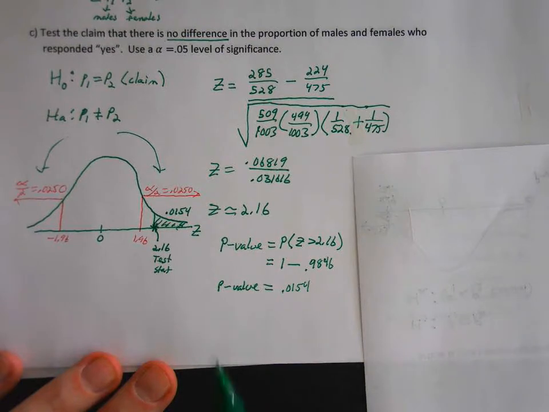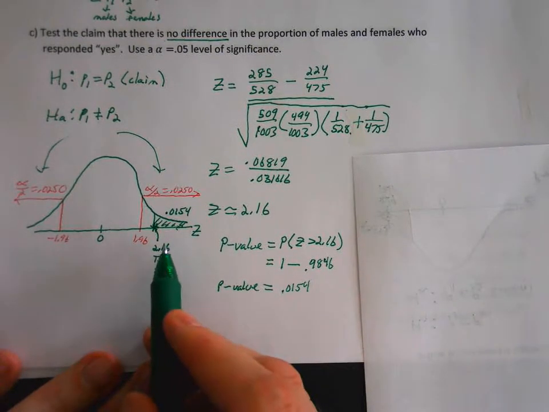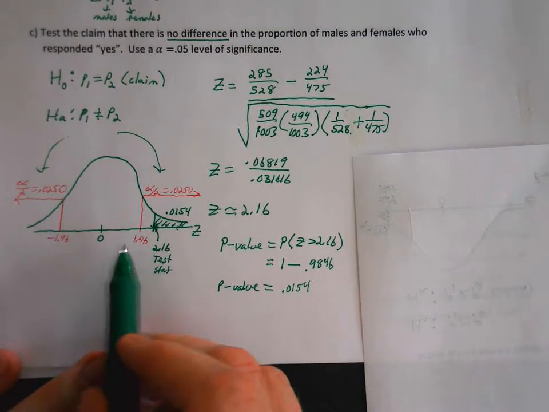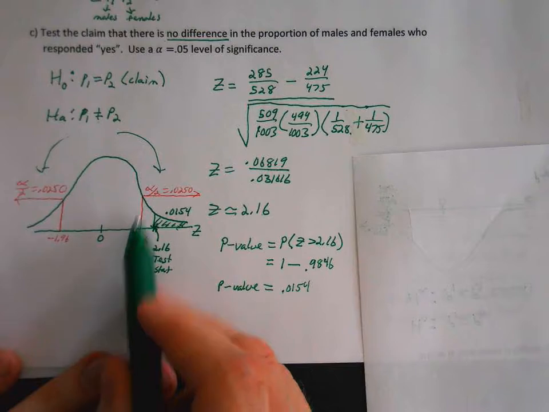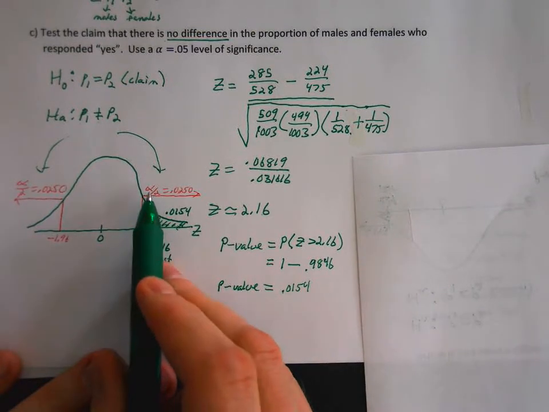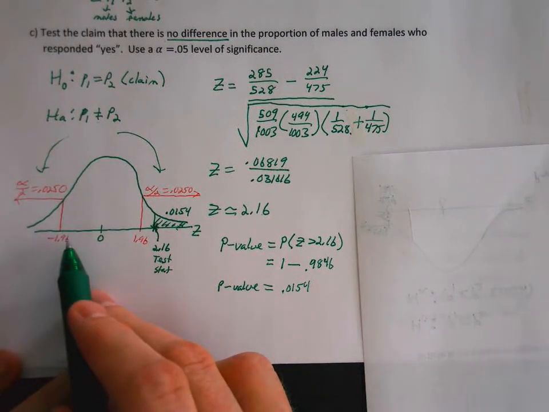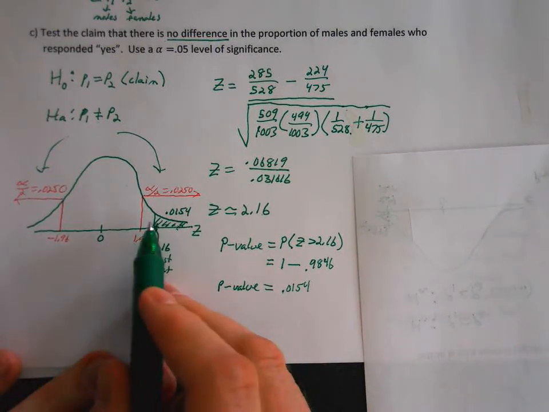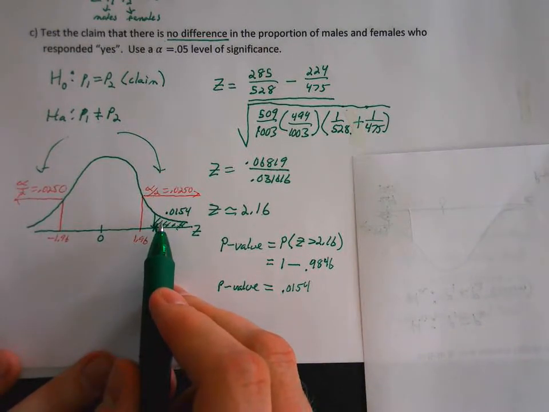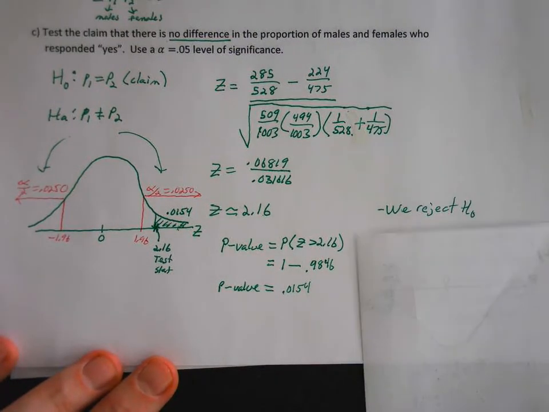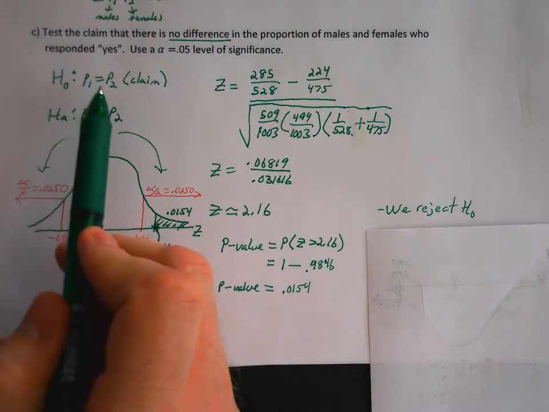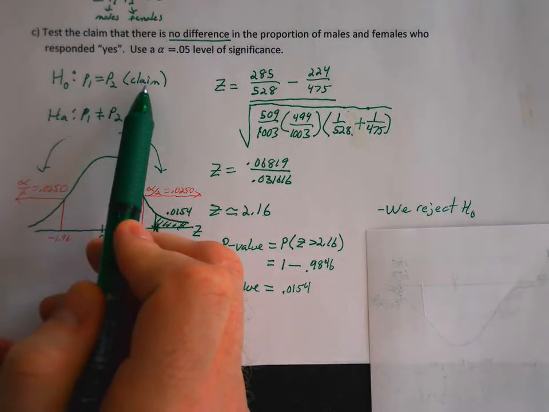In any event, what that tells us is that our test statistic of 2.16 was more extreme than what we were willing to accept. By the way, positive and negative 1.96 are the cutoff points for the z-scores. If you look up a value of 0.025 in your table, you'll see 1.96 for the z-score. We can see that 2.16 is more extreme than that. So we reject H0, and this is a case where you have to pay attention to the claim. We rejected H0, so that means we're going to reject the claim.